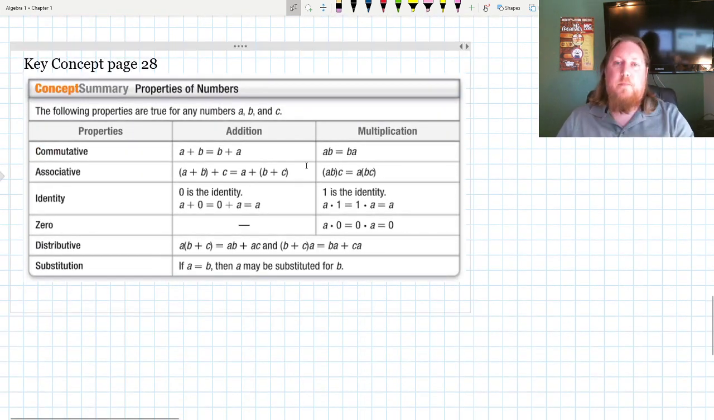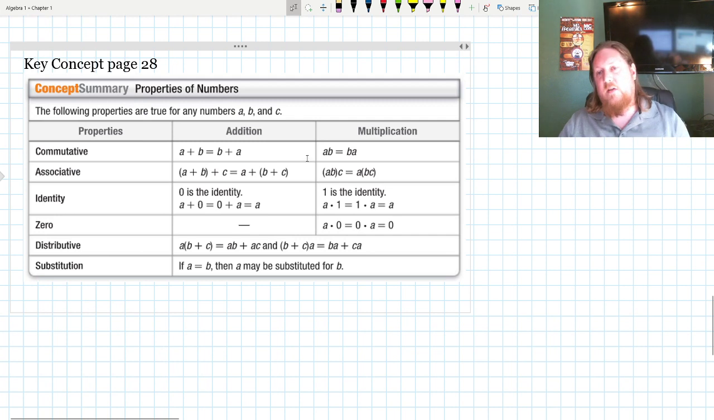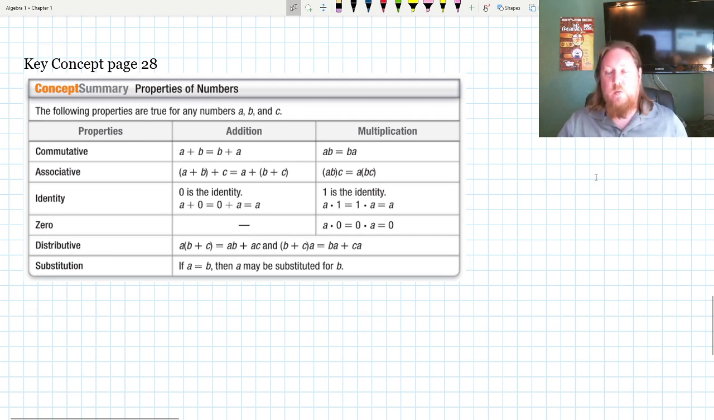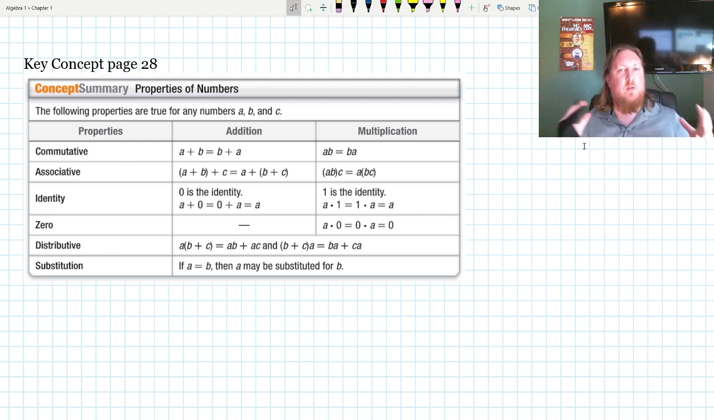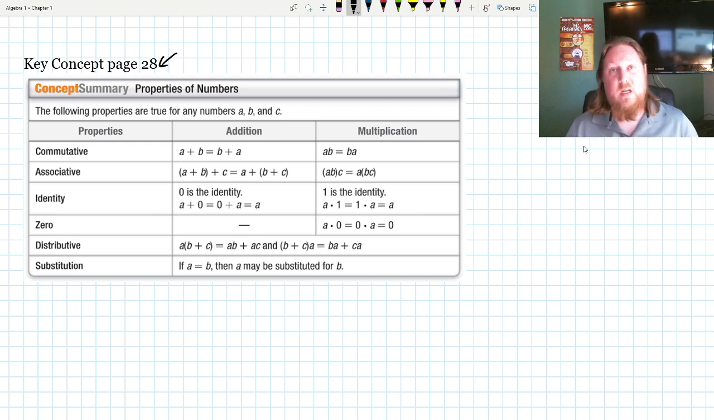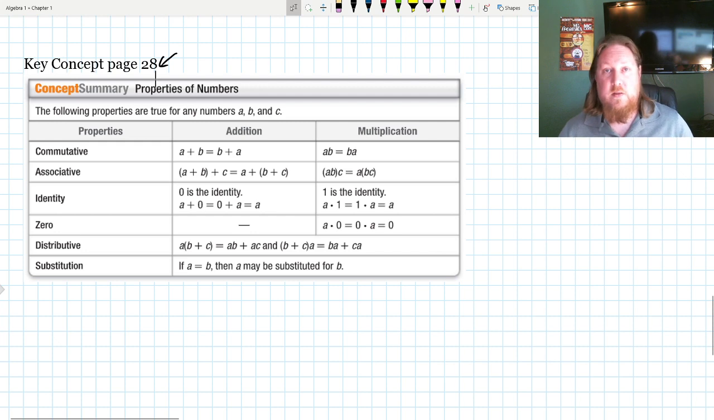There is a summary of all of these different properties and things that we've learned on page 28 over the last couple sections. And this is a much more condensed version of it. We had a lot more explanation with all the different key concepts along the way, but if you want a quick reference to all the different properties that are being used, page 28 is the place where you want to go. I'll see you in the next section.